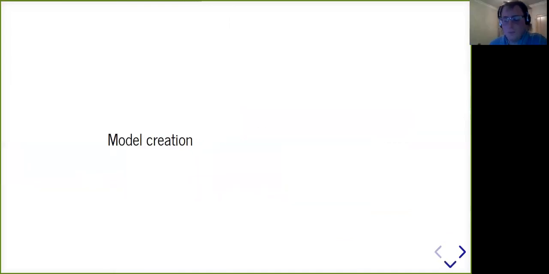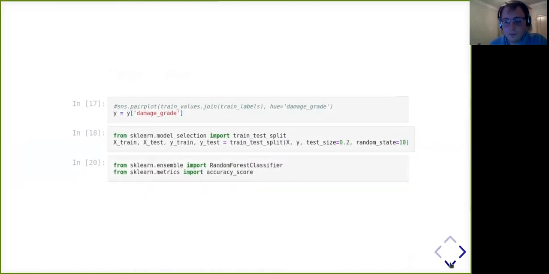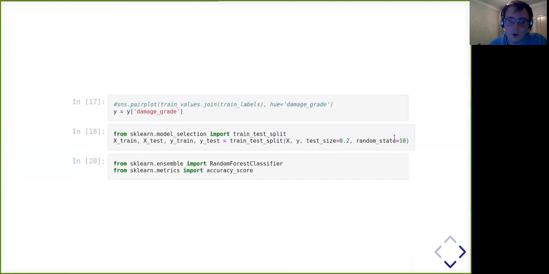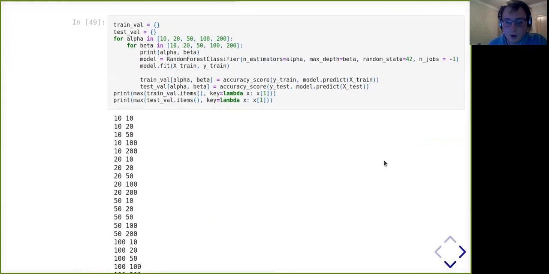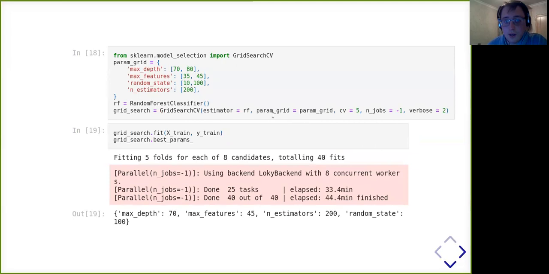After that, we create models. We start from the splitting. We split our data into train and test sets, and we import the random forest classifier. Also, we search for the hyperparameters using grid search, and after that we apply the grid search with cross-validation.